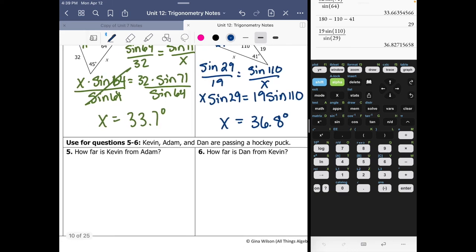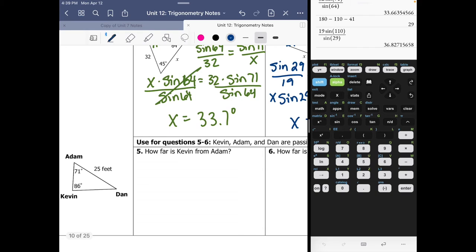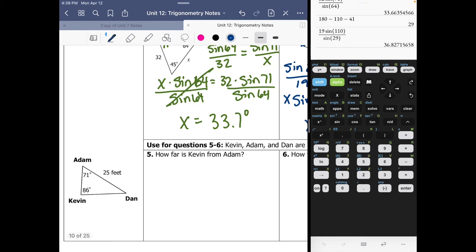All right, so 5 and 6 say Kevin, Adam, and Dan are passing a hockey puck. How far is Kevin from Adam? How far is Dan from Kevin? So here we've got those guys at the points on this triangle. The only thing we know is that Adam is 25 feet away from Dan, and the angles that Kevin and Dan and Kevin and Adam are standing at each other. So for Kevin and Adam, we want to know this.